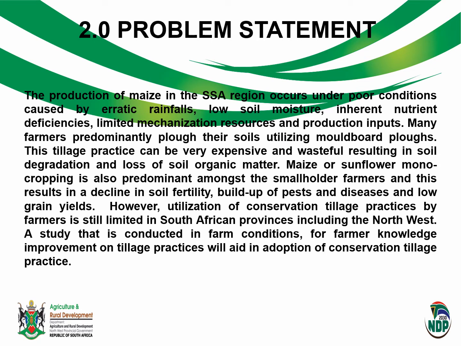Maize or sunflower monocropping is also predominant amongst the smallholder farmers, and this results in a decline in soil fertility, buildup of pests and diseases, and low grain yields. However, utilization of conservation tillage practices by farmers is still limited in South African provinces, including the Northwest. A study that is conducted in farm conditions for farmer knowledge improvement on tillage practices will aid in adoption of conservation tillage practice.